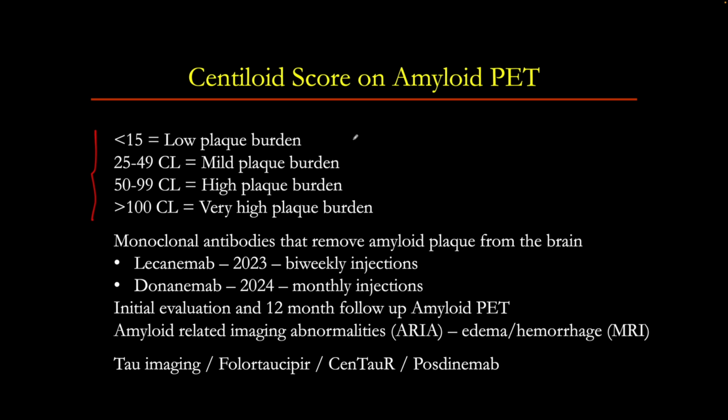Typically, a score less than 15 is considered low plaque burden or reported as low plaque burden, 25 to 49 as mild, 50 to 99 as high, and more than 100 is considered very high amyloid plaque burden.